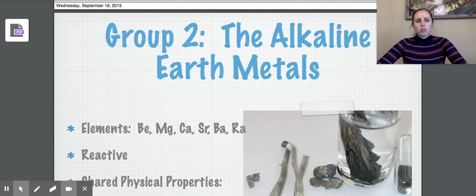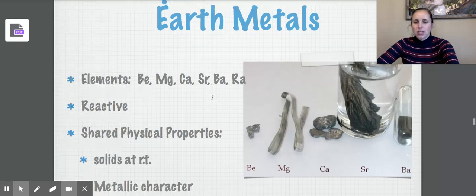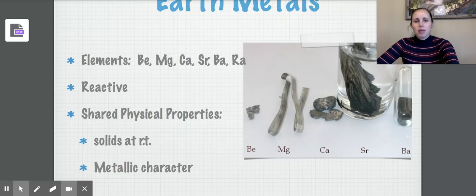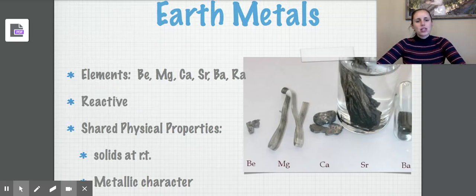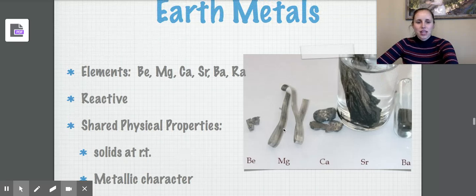If we move on to group 2, we're going to be talking about the alkaline earth metals. So beryllium, magnesium, calcium, strontium, so on and so forth. These are considered to be reactive. Notice I took the word very out. So they're reactive, they're not very reactive. They're not as reactive as alkali metals. They're also solid at room temperature, and they all have a metallic character. So they don't look the exact same, but if you take a look here, they all look fairly metallic.